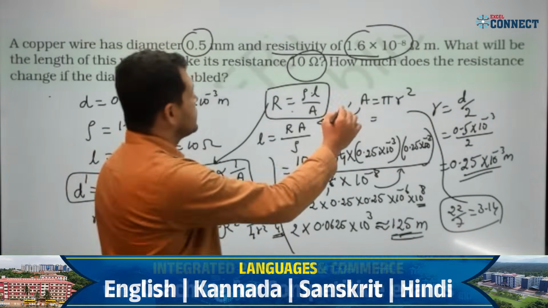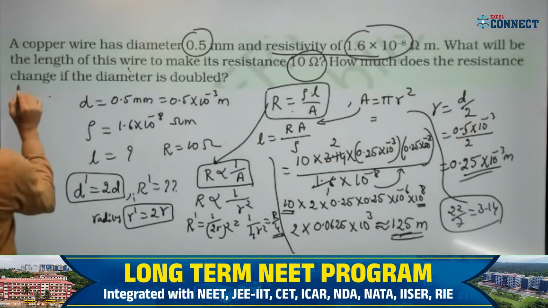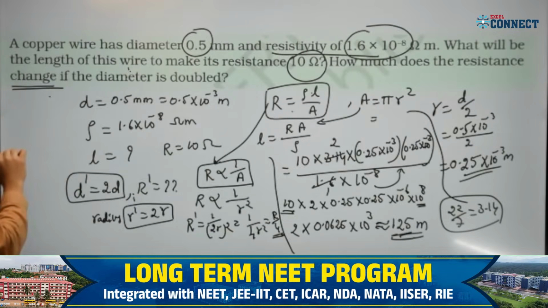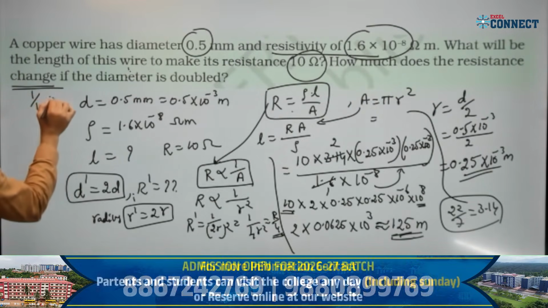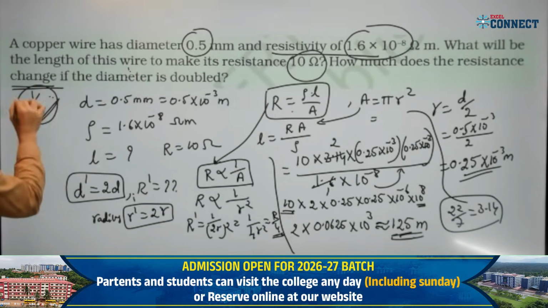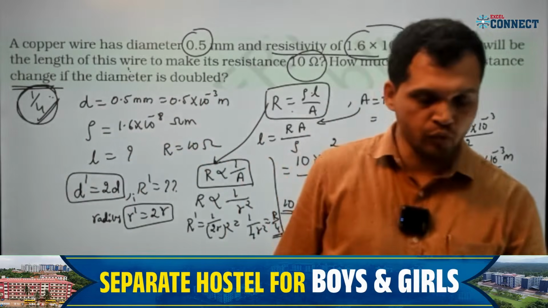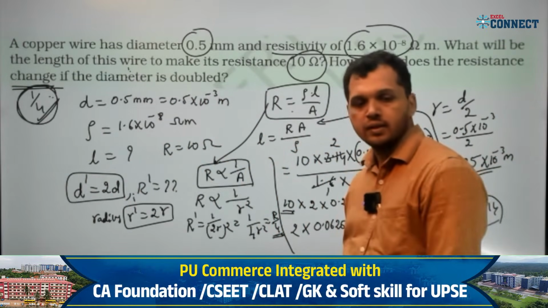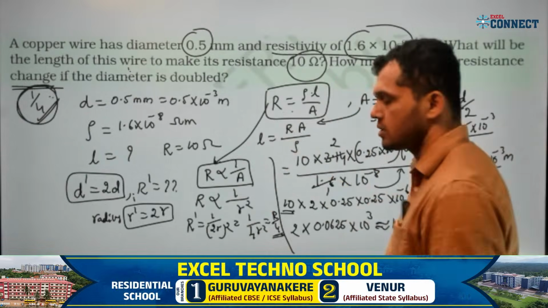What is the answer for this? How much does the resistance change? Resistance changes by 1/4. Correct? 1/4 is the answer. For the last question, the answer is 1 by 4. Is it clear? Now the question is complete, no? Everything is complete. Yes.